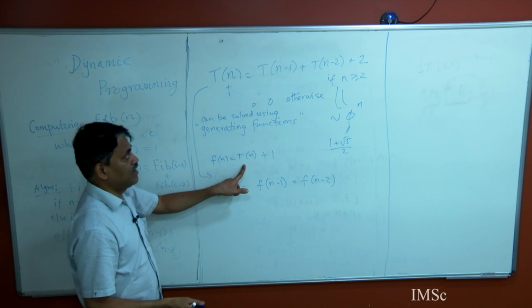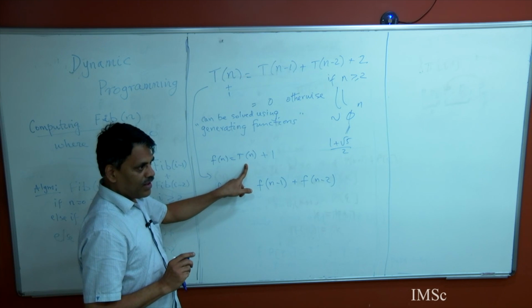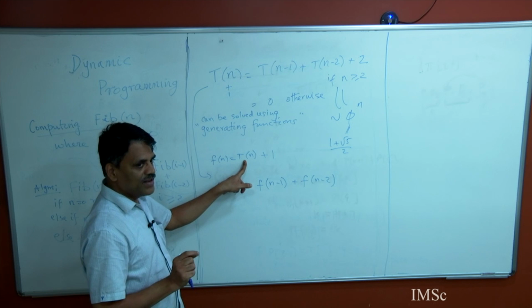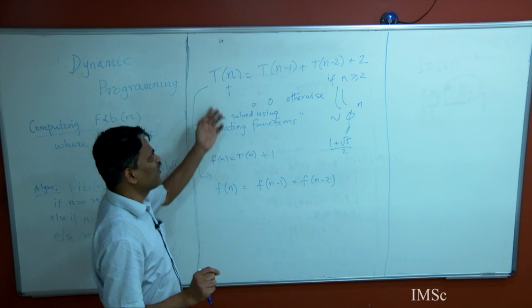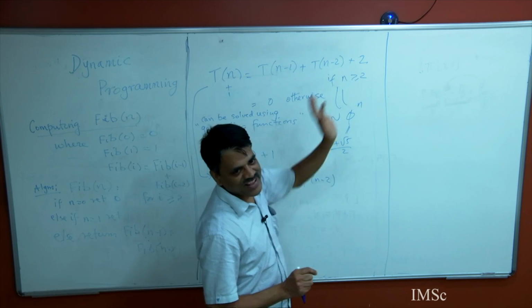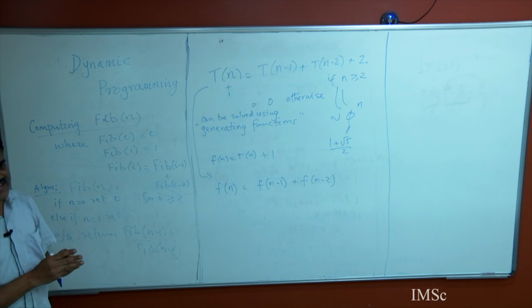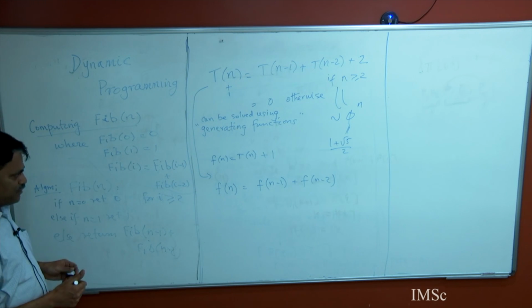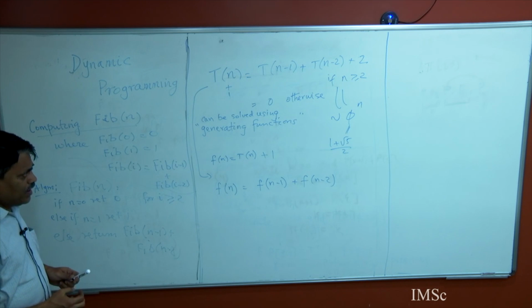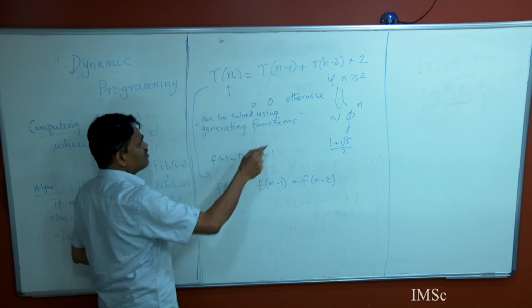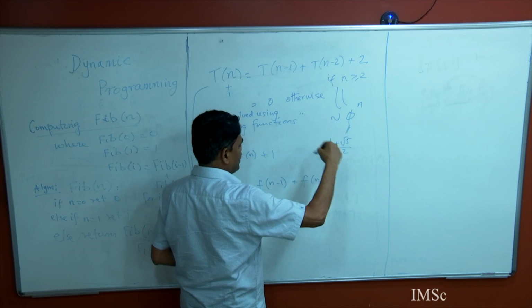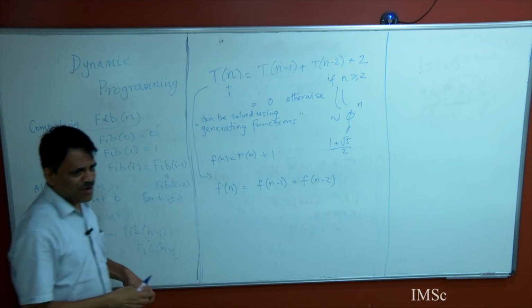So my t of n, interestingly, is slightly less than the Fibonacci number, even though this recurrence has a plus 1 there. Okay, but anyway, asymptotically it is growing like a Fibonacci number. But if you have not used generating functions, you don't know how to solve it exactly. But let's try and solve it approximately.